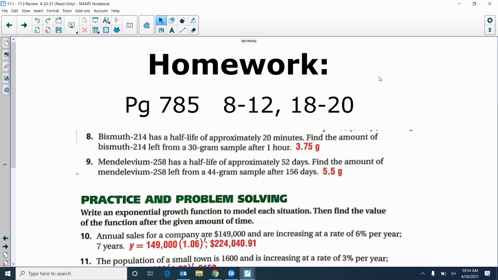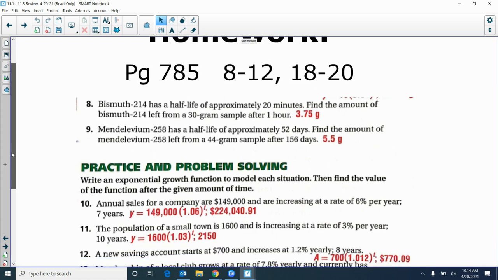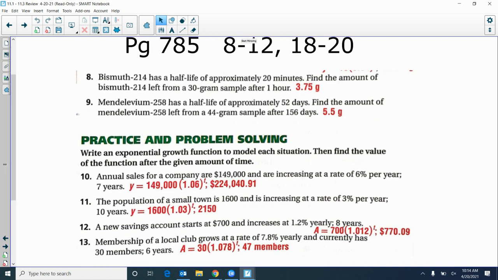All right, hey, sit. Give your attention. Okay, homework wise, we'll talk about a couple here, but here are your answers. For number 8, I looked at the few of you that had it turned in, and for some of it was okay, but we'll have to go through it again. So 8 is 3.75 grams, 9 should be 5.5 grams.